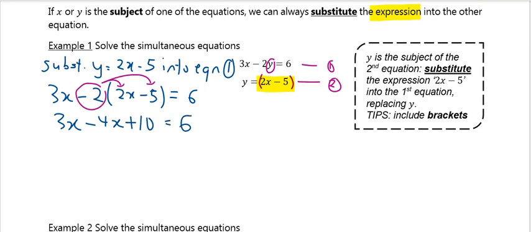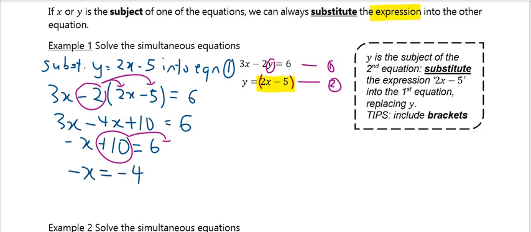Now what we're going to do afterwards is simplify everything first. 3x minus 4x is negative x plus 10 equals 6. And you know what to do next. The plus 10 will be moved to the right hand side, so all that is left on the left hand side is negative x. And 6 minus 10 will give you negative 4. Now, x cannot be negative, so you cancel the negative. Therefore, x equals 4.